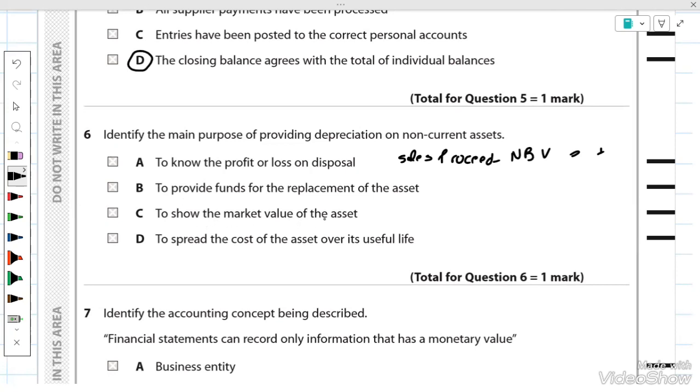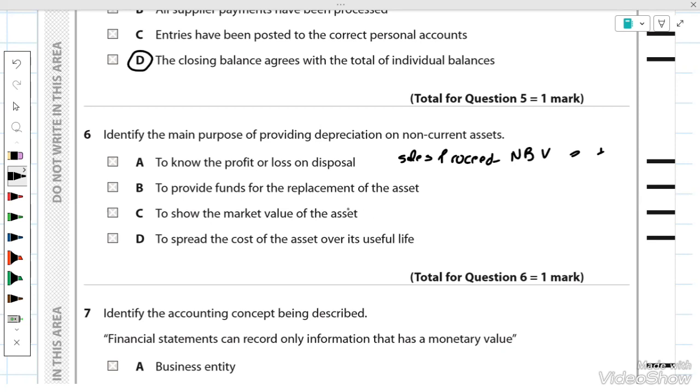To show the market value of the asset. So we know that net book value and market value are two different things. If you anticipated the non-current asset's net book value is $12,000, but when you want to sell your asset in the market, you will find that your asset is not going to sell according to your anticipated net book value. So maybe your net book value is higher than your market value, or maybe the market value is higher than your net book value. So a difference can be created.